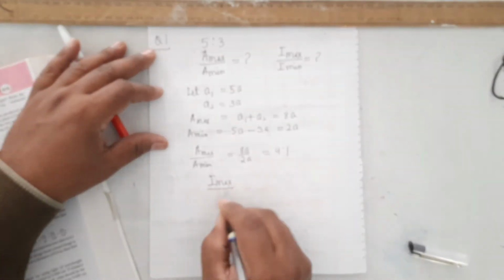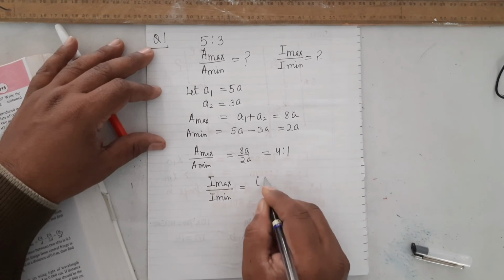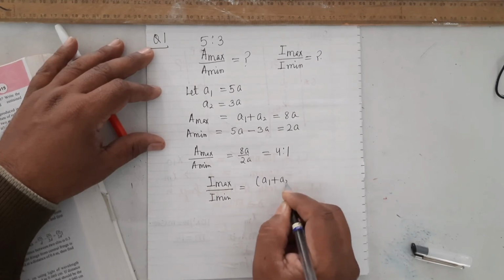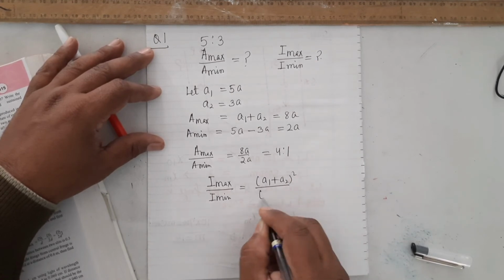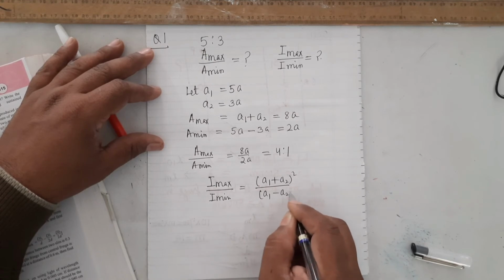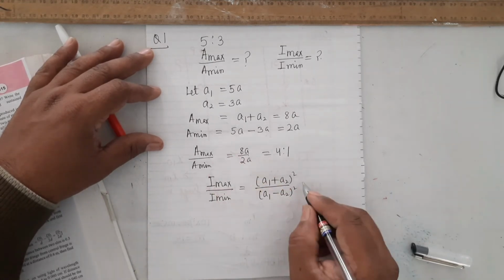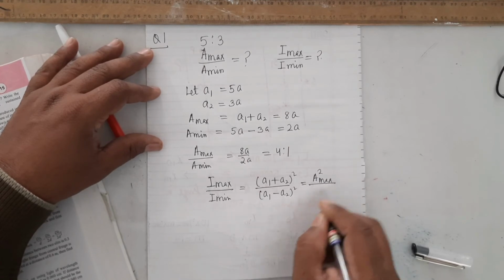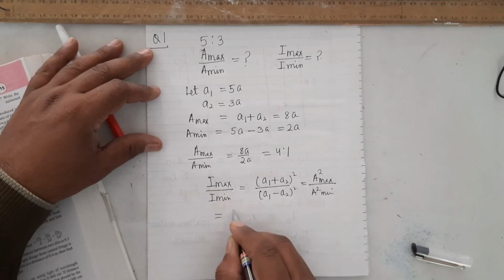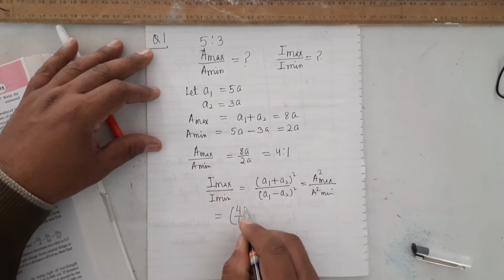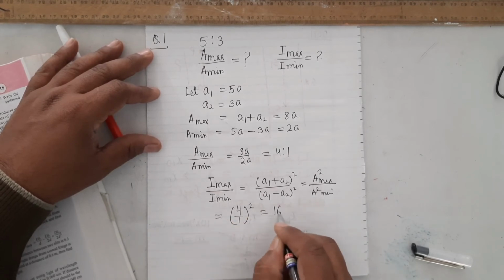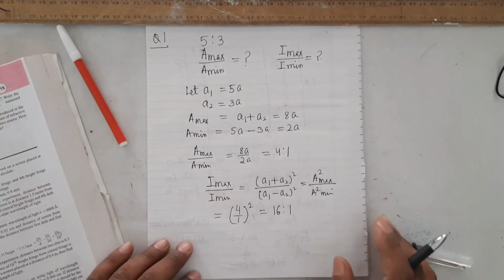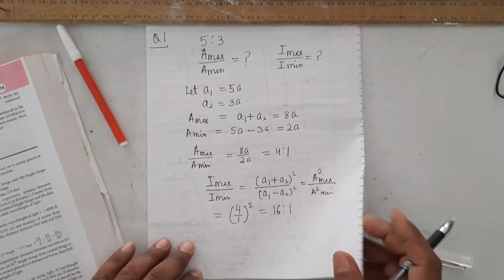Now if you see, in intensity what will it be? I maximum upon I minimum. So that will be equal to A1 plus A2 whole square upon A1 minus A2 whole square. Just now you have got this, or you can write A square max upon A square minimum. So this will be equal to 4 upon 1 whole square, that is 16:1. It will be 16:1.